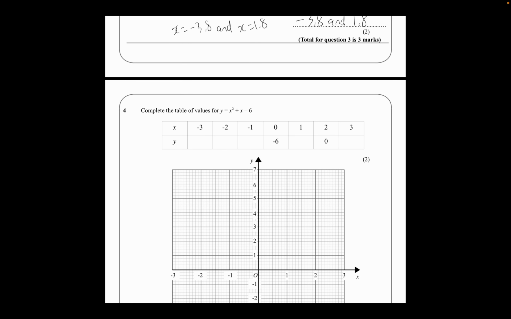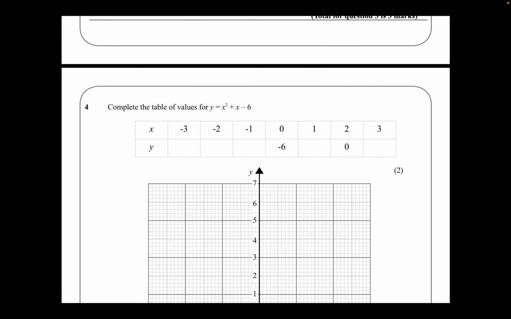Complete the table of values for y equals x squared plus x minus 6. This is a very simple task to do. What you're going to be doing is substituting all the x values into this y equation. I'm just going to give an example: if you have x equals negative 3, it's y equals negative 3 squared plus negative 3 minus 6, okay? And you're going to put this in your calculator, and you should be getting the values for each one of them, okay? Remember to substitute the negative value in.